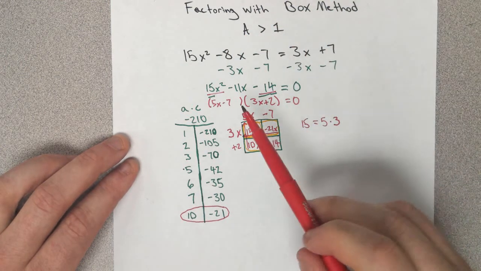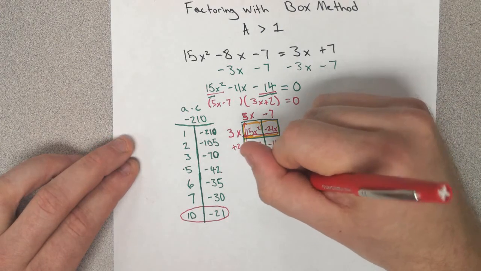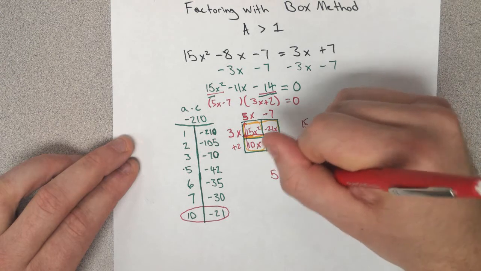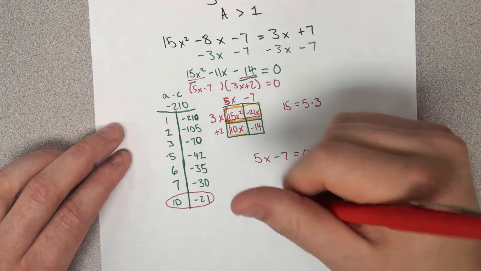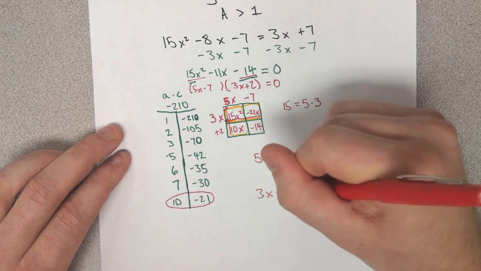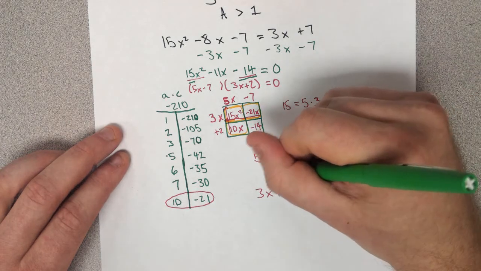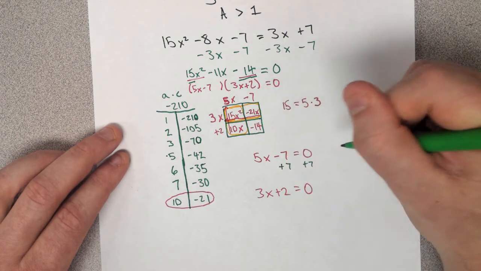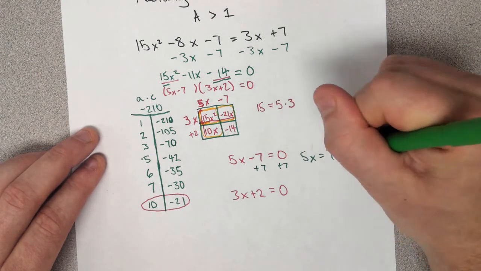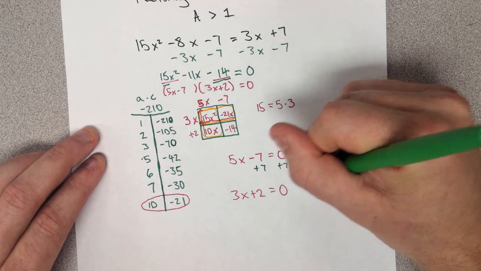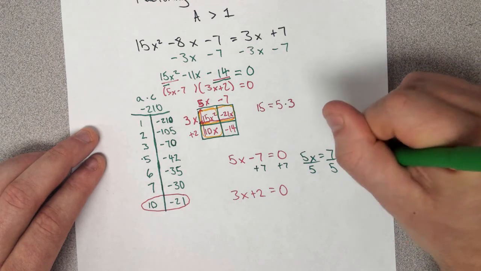And now we're almost done. We've got factors but not solutions. So we want to take each one of those factors and set them equal to 0. And then we can solve for x. 5x minus 7 is equal to 0. 3x plus 2 is equal to 0. And we'll go through and solve. Going to do this by first adding 7. And then we're left with 5x is equal to 7. Dividing by 5 tells me that x is equal to 7/5.